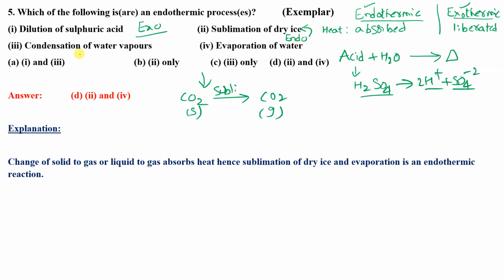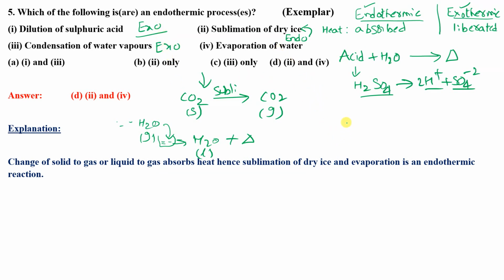Next, condensation of water vapors. We have water vapors, H2O only, in vapor form. If we condense that, it converts to liquid, the same H2O in liquid state. Gaseous state means it has more heat. When it is in liquid state, the amount of heat present is less, so heat is released. So the gaseous water releases heat and converts to liquid. That is why it is exothermic, not endothermic.